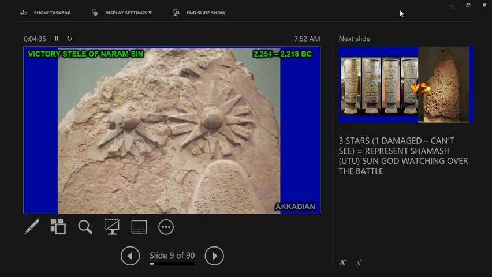And then up in the sky, there are 3 stars. Can you find the third star? Yeah. You can see this little triangle piece right up here and this little square piece, that means that there was another star up there, right? These represent Shamash, the sun god watching over the battle.